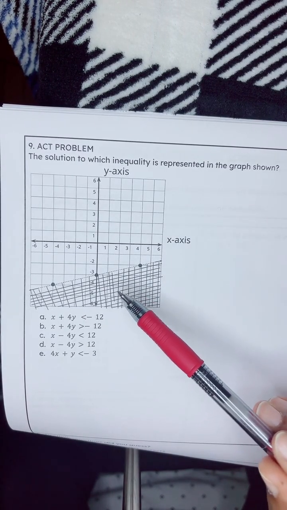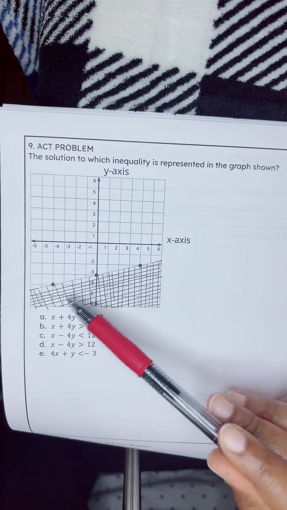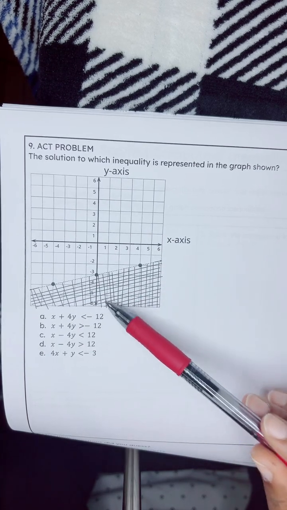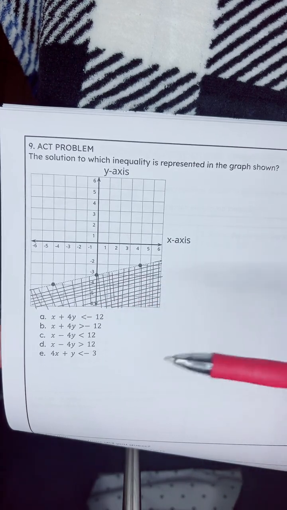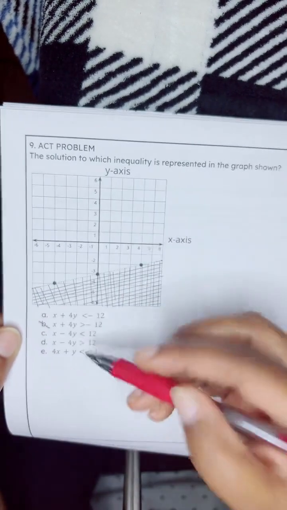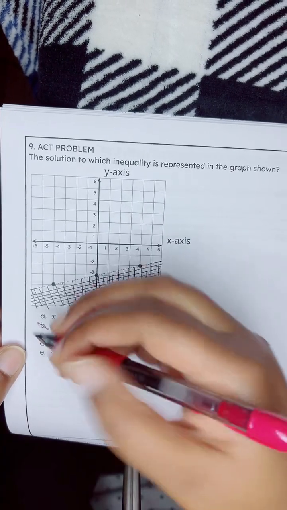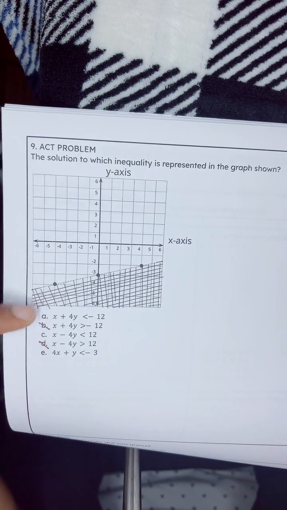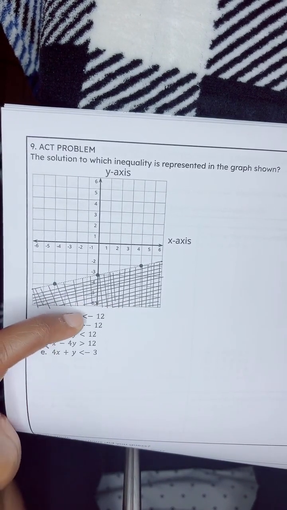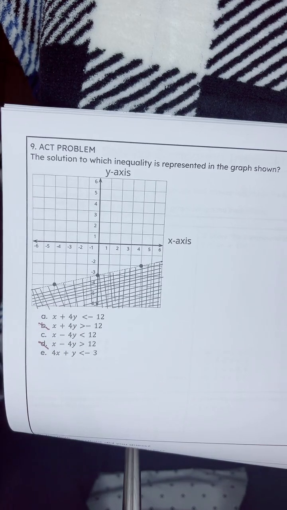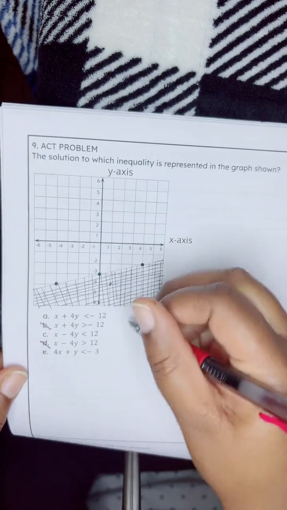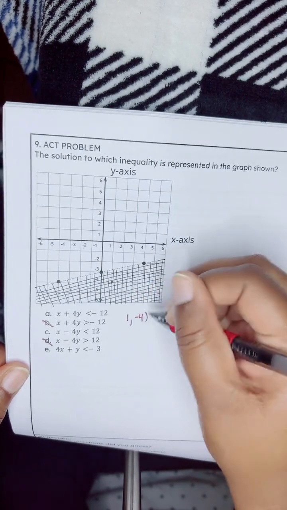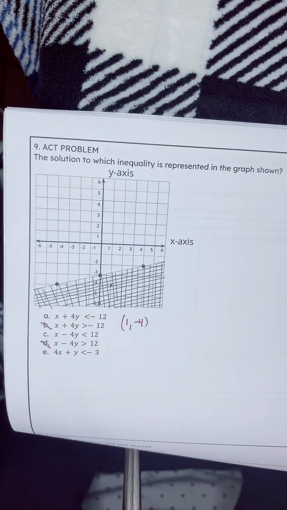But since it's shading below, less than, I can eliminate B, because that's greater than, and I can eliminate D. So it's less than, less than, less than. That just eliminates some of my options. And then we could do a test point. I can choose 1 comma -4, and then I can plug in.